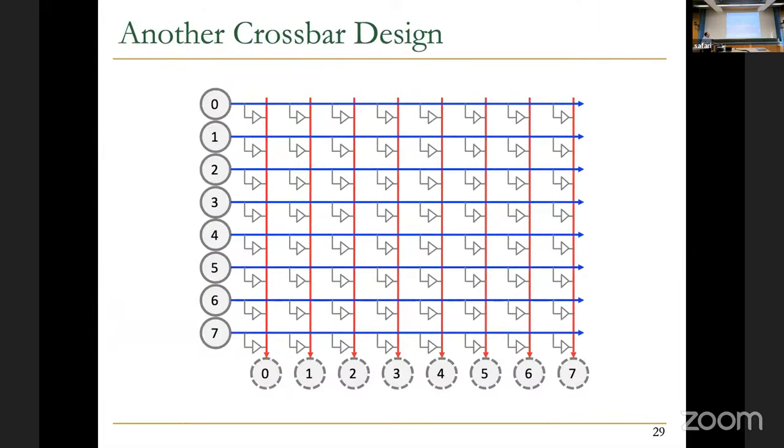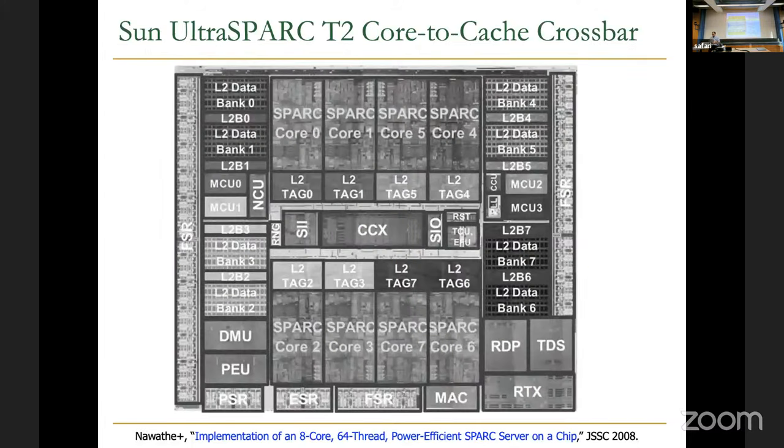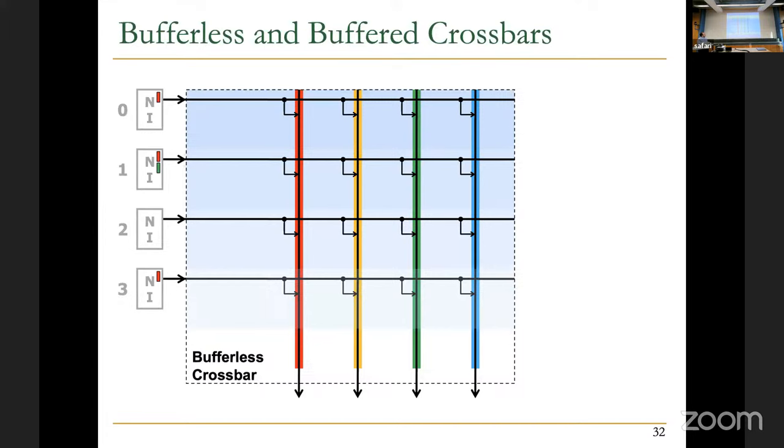We can actually add some buffer or queue to each channel, and that queue can hold some of the data. It basically reduces the effect of arbitration. Now that you have a queue, different cores can put data in that queue, and the channel of this crossbar will service each of these requests one by one. This is also a more detailed picture of this Sun chip. But yeah, it can be a bufferless or buffered crossbar.